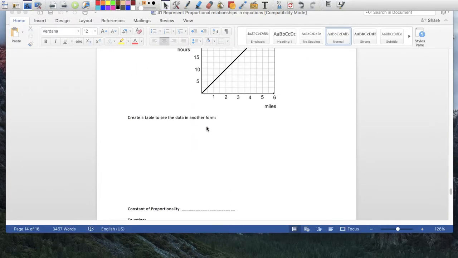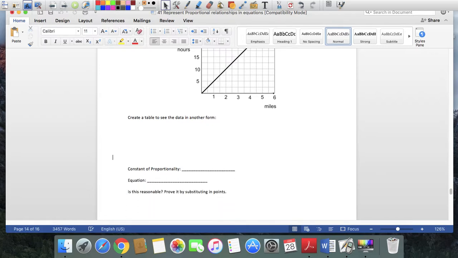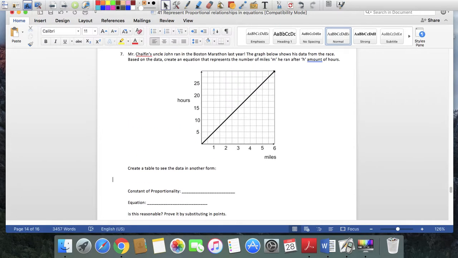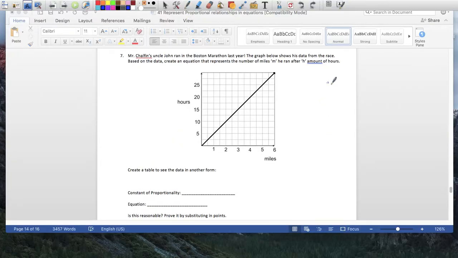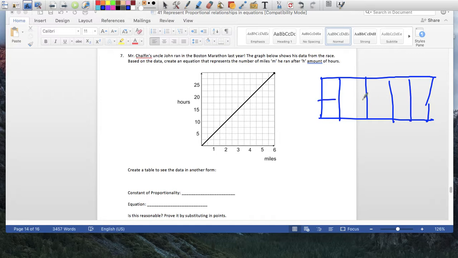7. Let me bring this a little bit higher. You ran a marathon, create a table. Okay, so now we're asked to create a table. So my x and y, so this is my x obviously, and this is my y. Uh-oh, I made this wrong, so let's change this. Hopefully you guys noticed, this is hours. This should be miles, so that graph is incorrect.